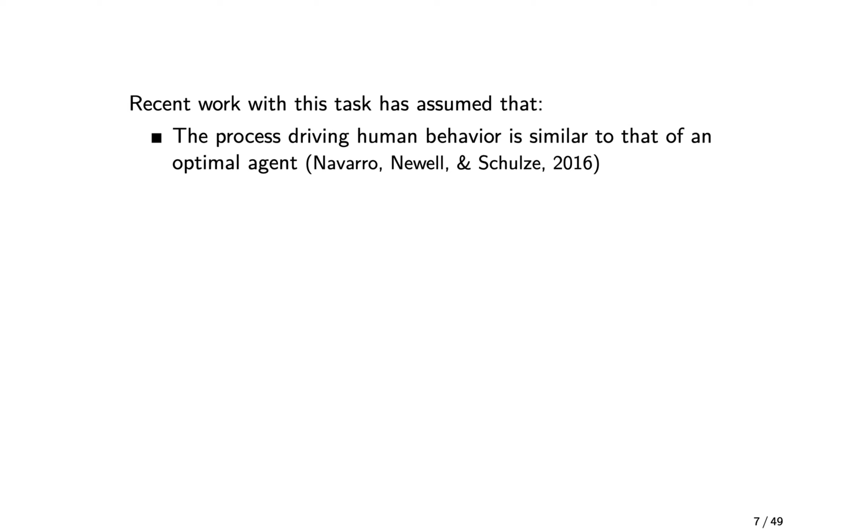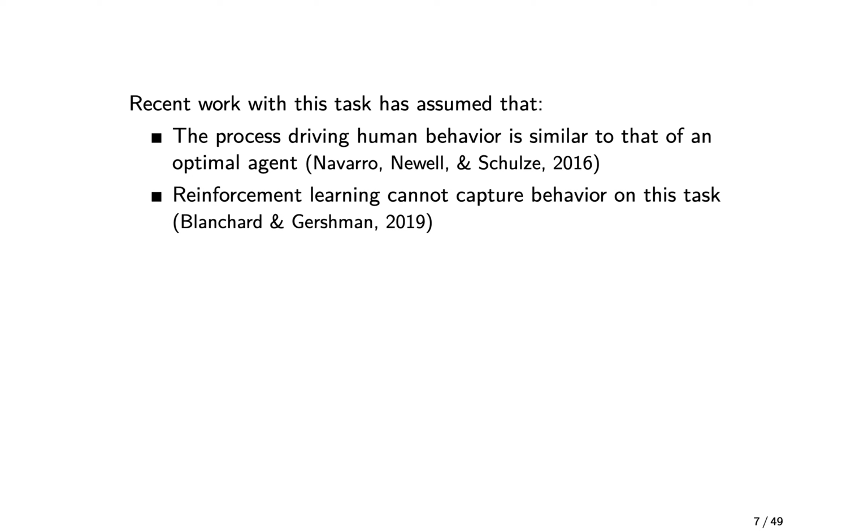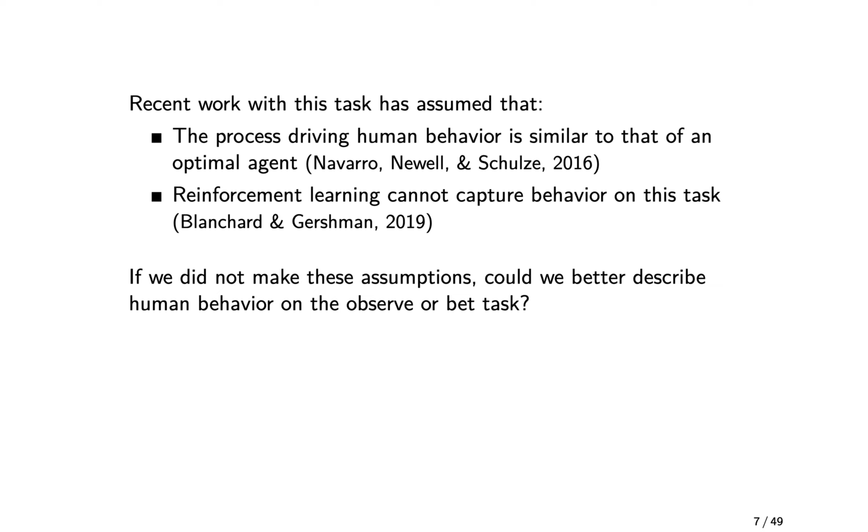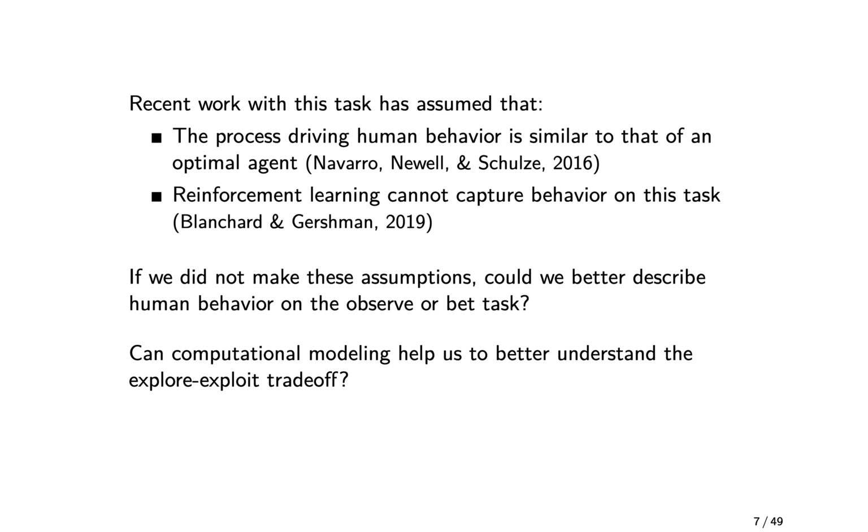Recent work with this task has assumed that the process driving human behavior is similar to that of an optimal agent. I'll talk about this Navarro paper a lot in this talk. And that reinforcement learning can't capture behavior on this task. But if we didn't make these assumptions, could we perhaps better describe human behavior on the observer bet task? And also, if we have a good working model, can that help us to better understand the explore-exploit trade-off?